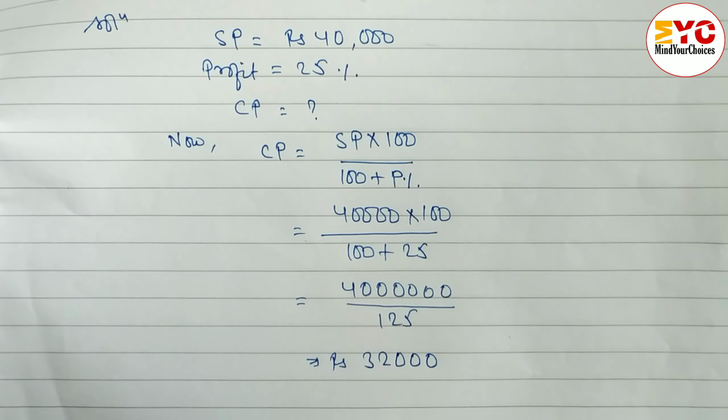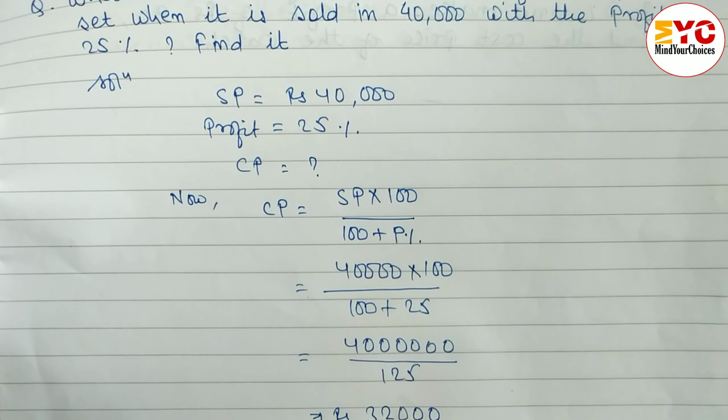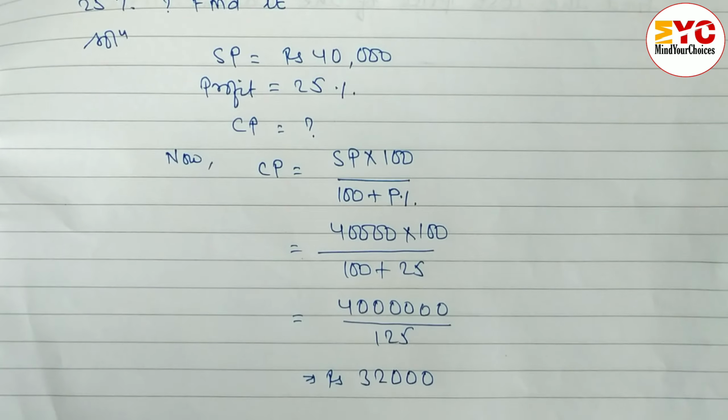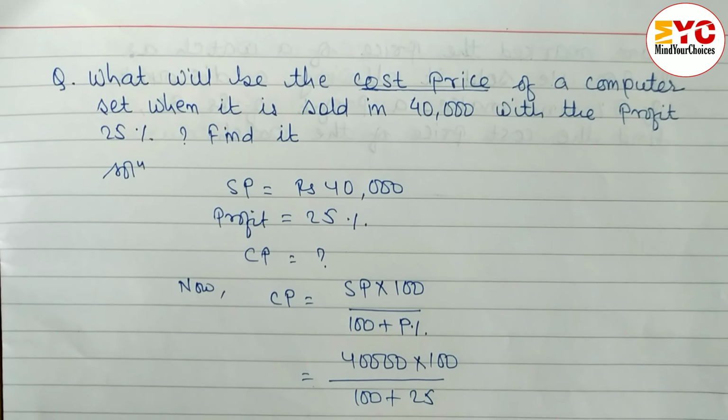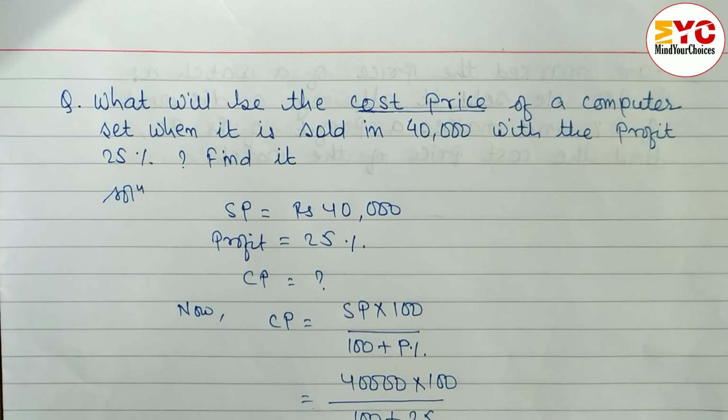So the cost price is 32,000 when the selling price is 40,000 with 25% profit. Hope you understand. This question is taken from BLE class 8.